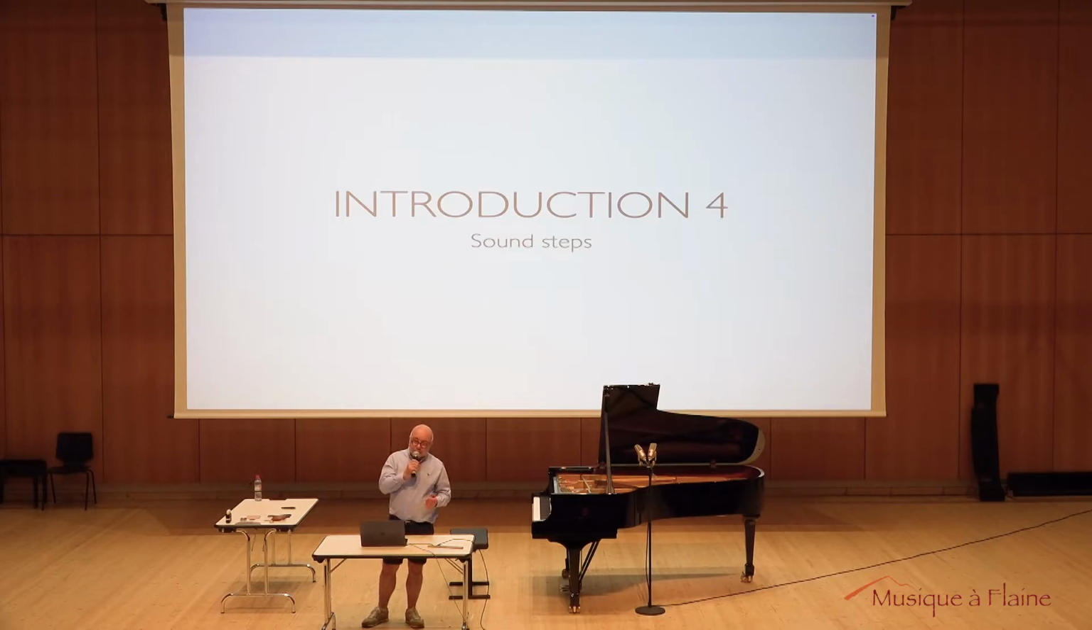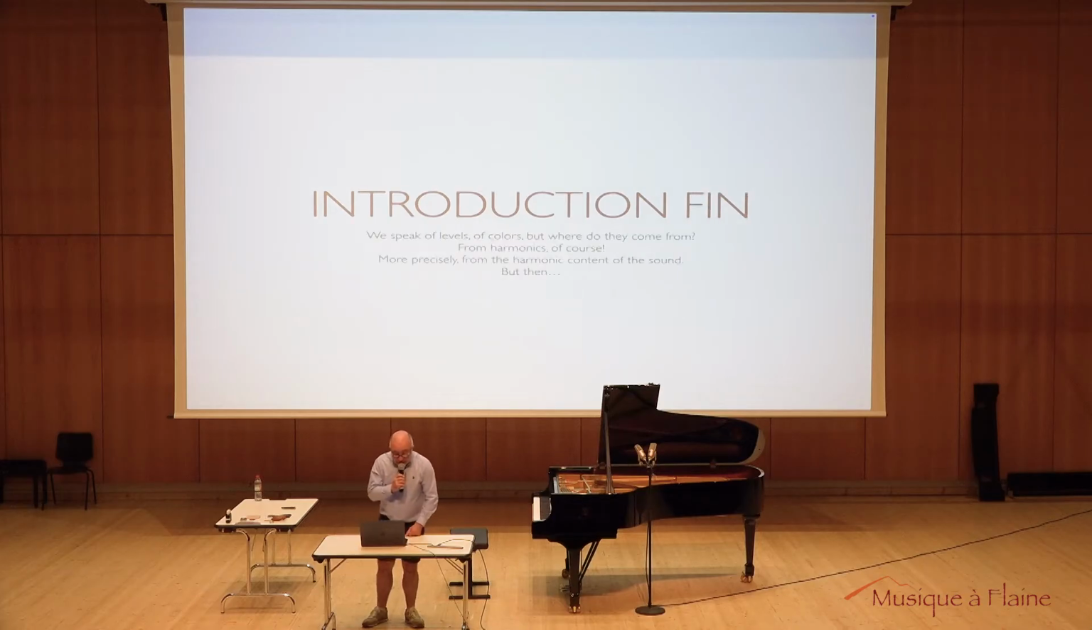This is the first thing we try to get on a piano. On each key, we try to get sound steps, different levels of dynamic corresponding to different levels of color. And naturally, we have 88 keys, and it has to be regular on the keyboard. So we speak of levels of color, but where do they come from? From harmonics, the harmonic content of the sound, also from the overtones. We will see what harmonics and overtones are.